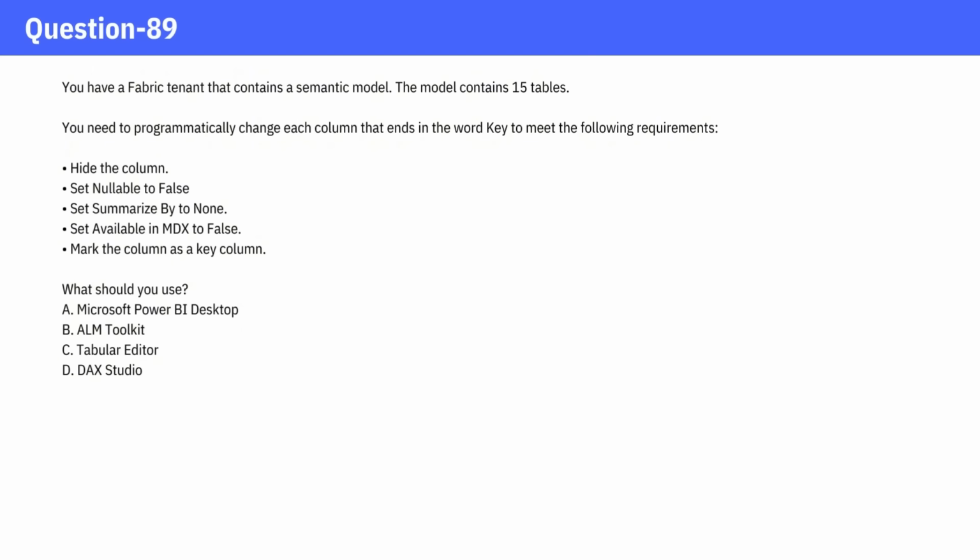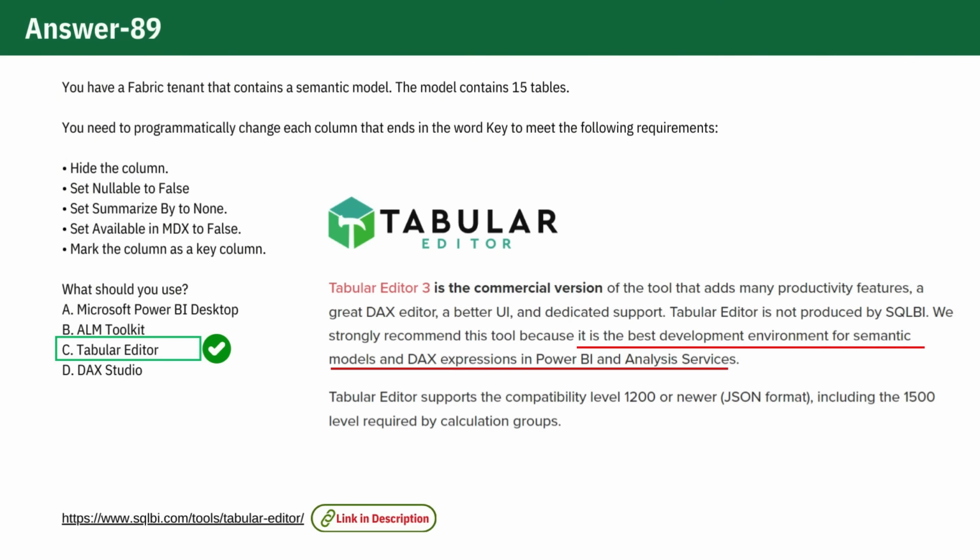The correct answer is C. Tabular Editor, because Tabular Editor is a powerful tool designed for managing and modifying Power BI and Analysis Services models. It allows you to programmatically apply changes to multiple columns, such as hiding them, setting properties like nullable, summarize by, available in MDX, and marking columns as key columns. You can write a C# script or use advanced object-level actions within Tabular Editor to apply these settings across all relevant columns in your model efficiently.